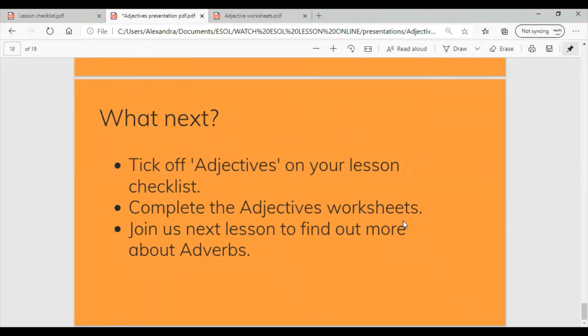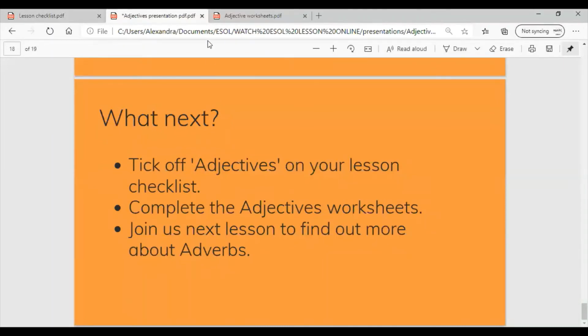Now you've had the adjective worksheets come through email, but if you're on the Accelerate project, we are also in the process of sending the ESOL work booklet out to you with all the worksheets in, so you'll be able to work through them on paper if you have that.